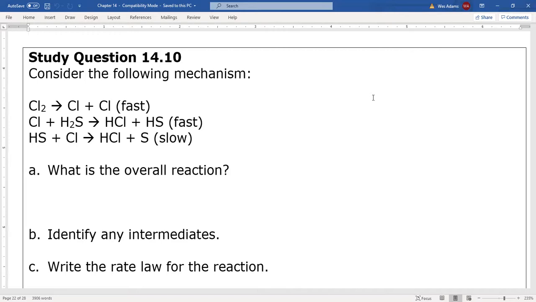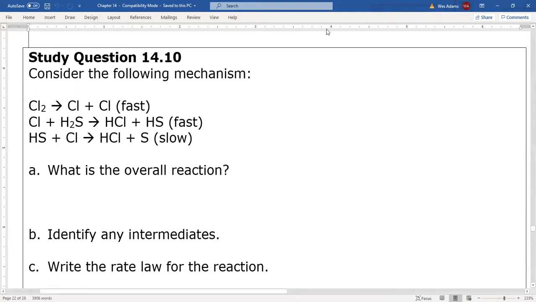So again, we want the overall reaction, we want to identify the intermediates, and we want to write the rate law. So the first reaction has two chlorine atoms as products, and you can see in the next two reactions, chlorine atoms are reactants, and so that would cancel out, so that would be an intermediate. And we also see the HS is a product in reaction 2, but a reactant in reaction 3, so that would cancel. So HS and the chlorine atom, not the Cl2, the chlorine atom, are the intermediates.